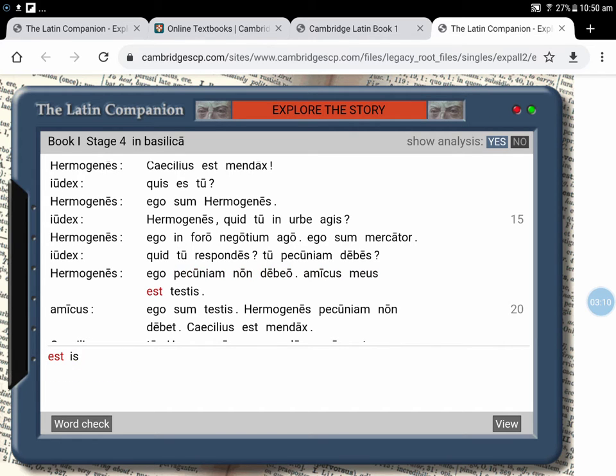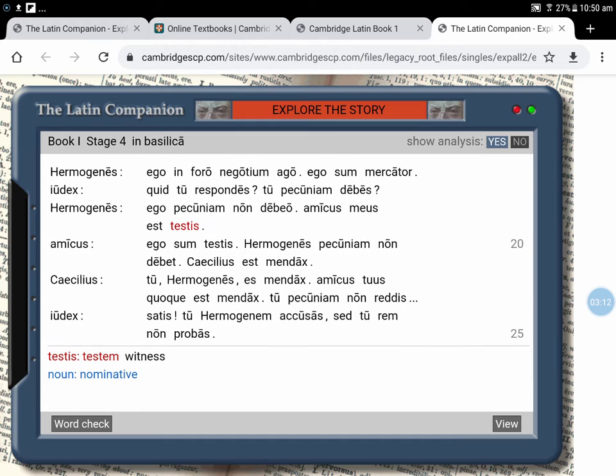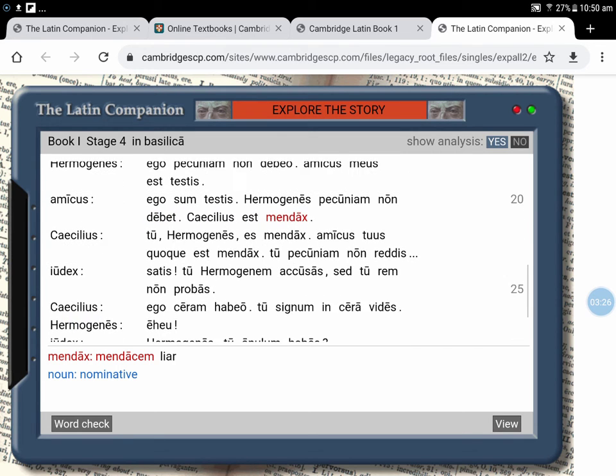Amicus meus est testis. Testis meaning a witness. So he's brought a witness. And the friend says, ego sum testis. Hermogenes pecuniam non debet. Caecilius est mendax. No doubt the slave dealer's given this friend some money to lie in court. And then Hermogenes is going to be in the clear, he hopes.